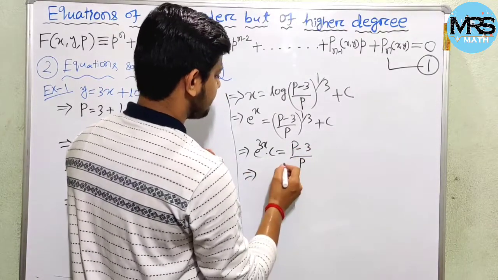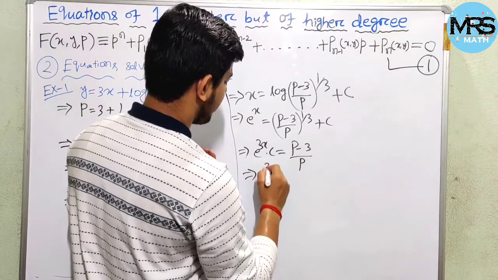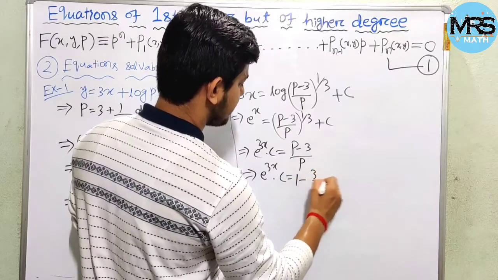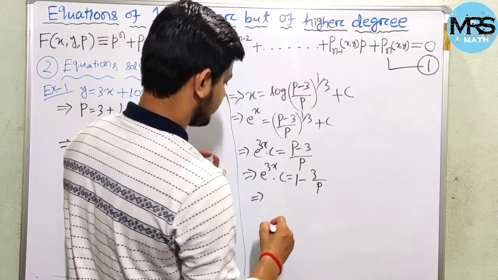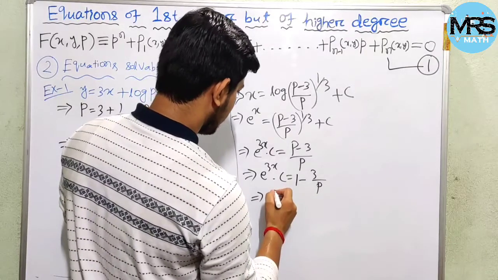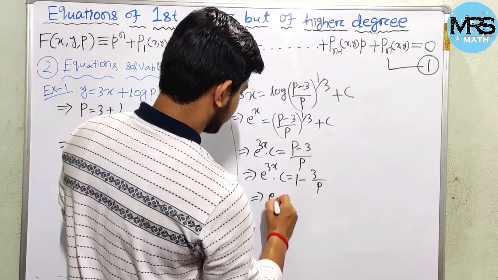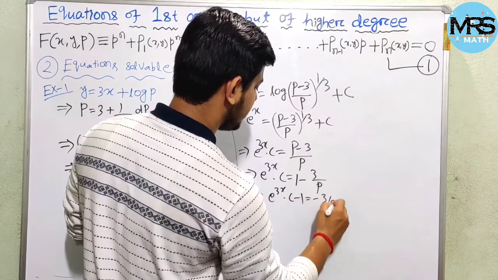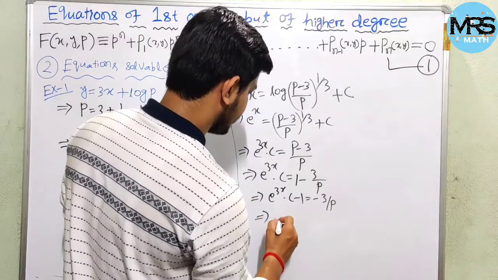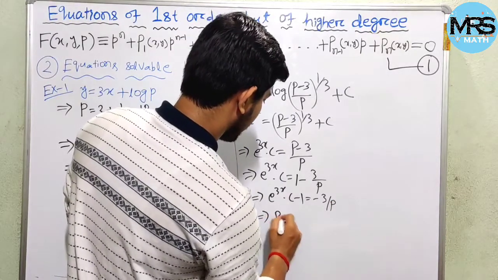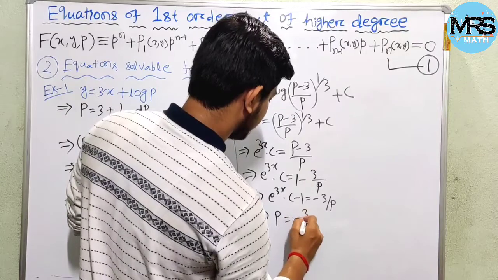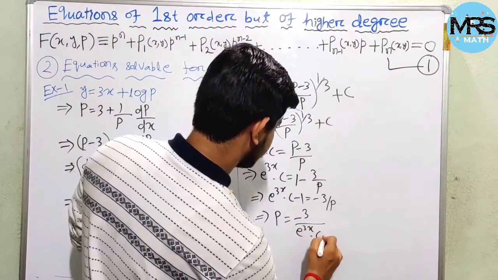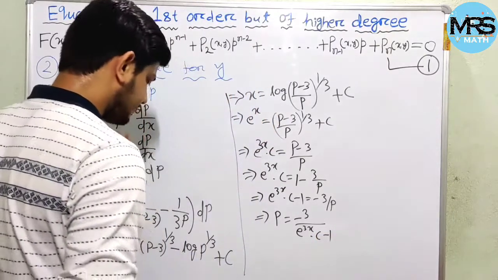Then e to the power 3x into c equals 1 minus 3 by p. So e to the power 3x into c minus 1 equals minus 3 by p. So we get p as minus 3 by e to the power 3x into c minus 1.